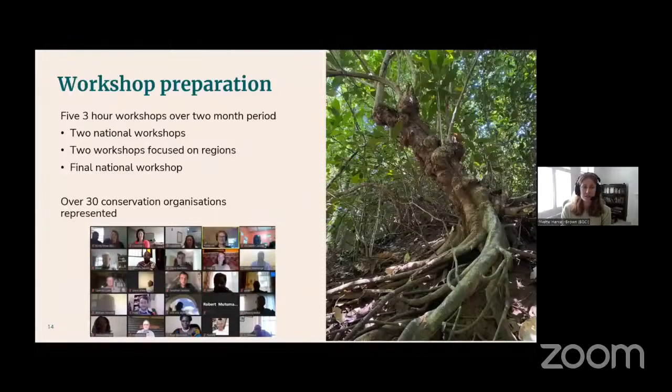But we had 5 3-hour workshops over a 2-month period. So we had 2 national workshops at the beginning to introduce the project, give context of what the status of Kenya's trees were and current projects. And then we did some national level visioning and goal setting, and then 2 workshops focused on different regions. So the Taita Hills and the coastal forest, both which have a high density of threatened species, and did threat analysis for those 2 areas, and then came up with objectives and strategies to address those threats, and then reported back in a final national workshop.